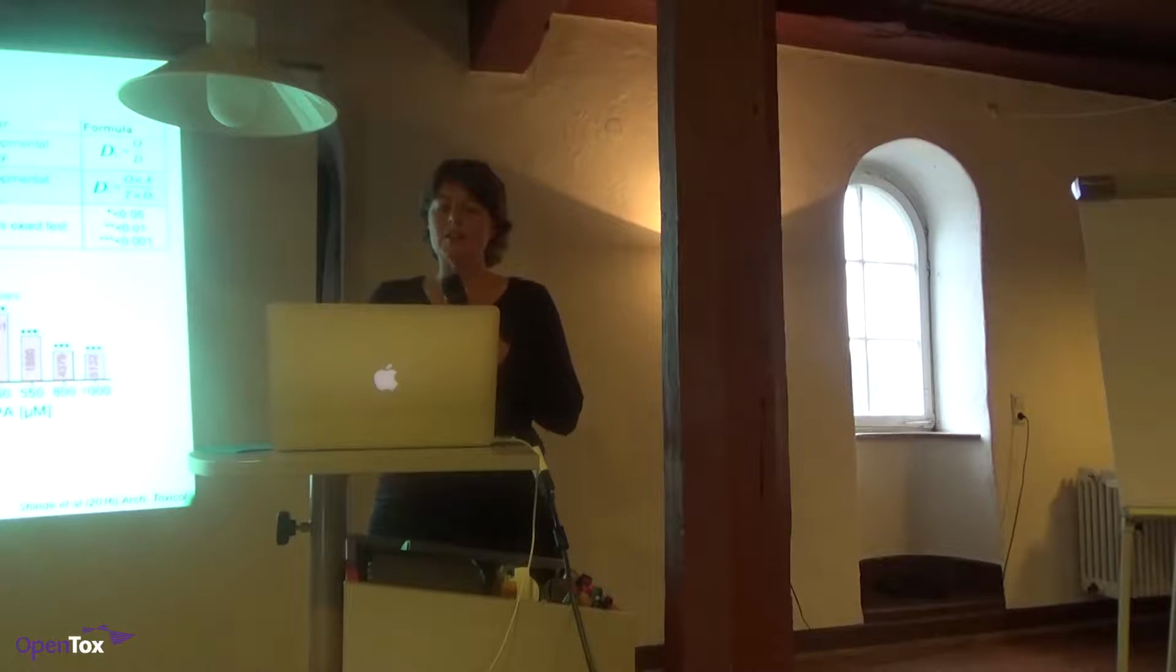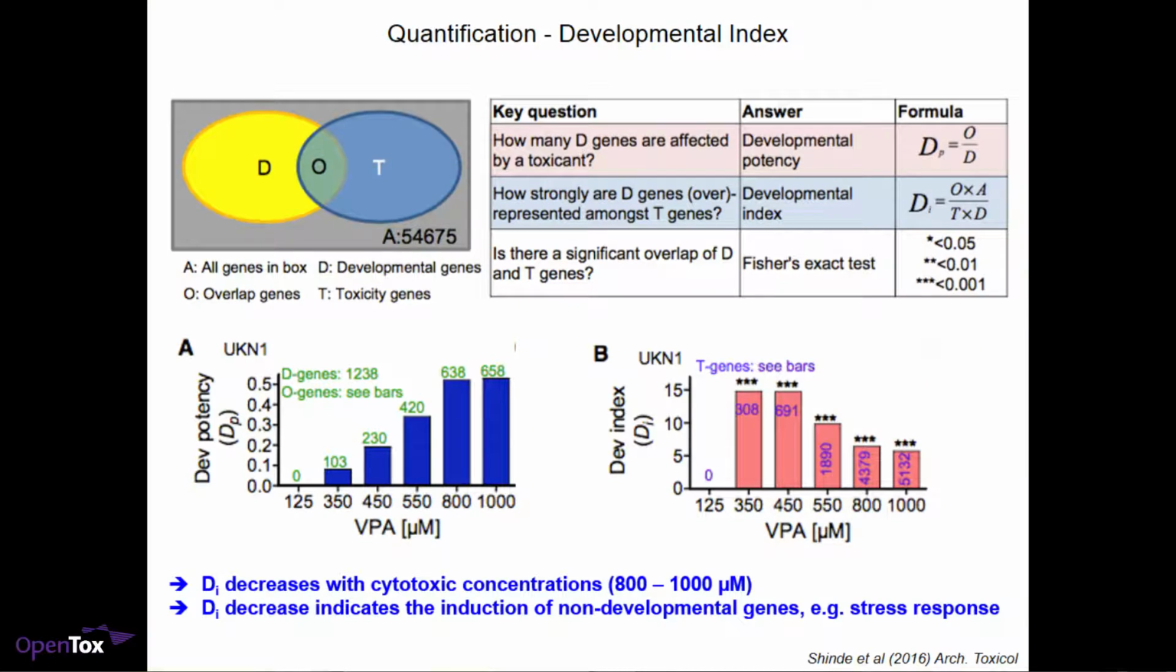So that means the overlap compared to the tox genes, to the genes that are changed by the compound, is decreasing, because the tox gene only amount is increasing. So this gives us a quantification of exactly the effect that I showed you in the slide before. And indeed, if we investigate these tox genes only that are not in the overlap, we find a lot of non-developmental genes, including stress response pathways, for example.